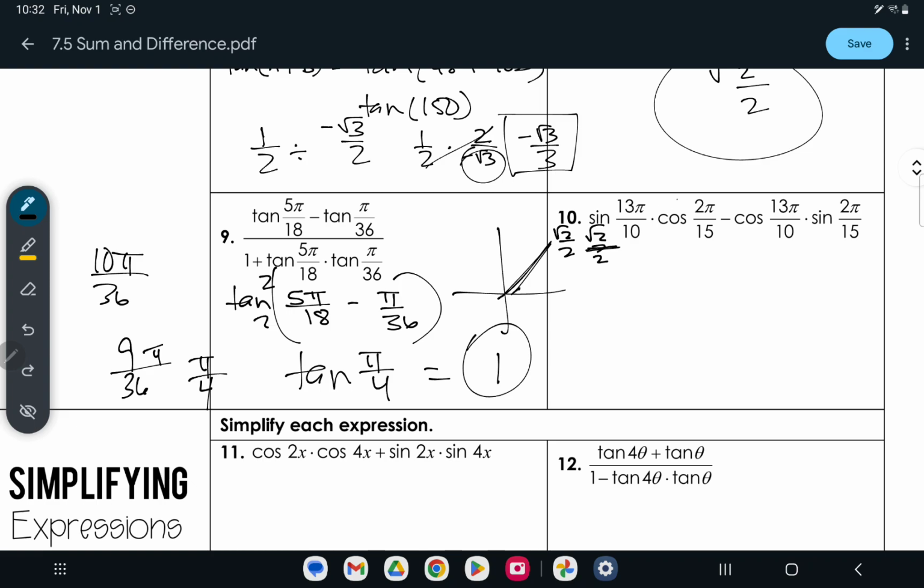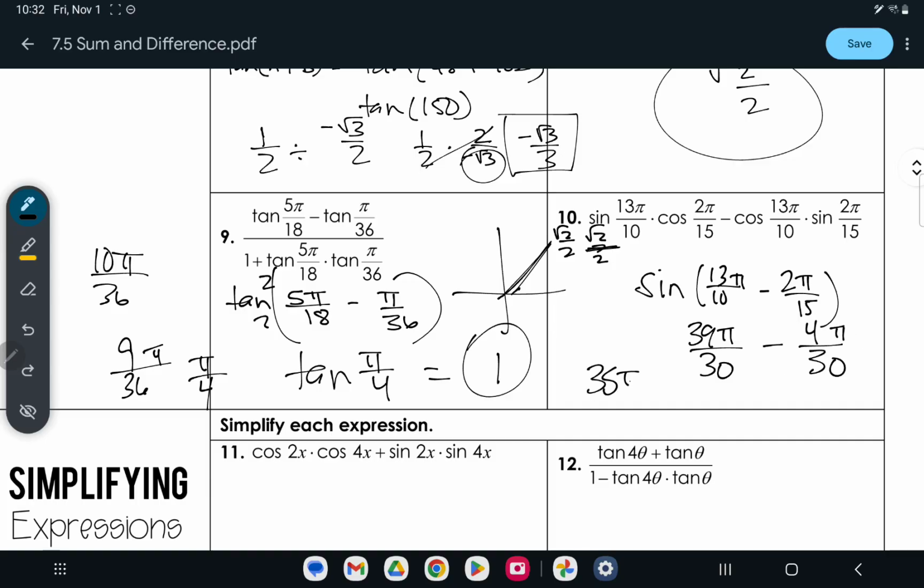All right, let's see. Sine, cosine minus cosine sine goes with sine of A minus B. Interesting. Let's get it to have a denominator of 30, because this one I can multiply by 3. So I multiply by 2. So then I get 35 pi over 30, which reduces to 7 pi over 6 if I divide those both by 5. And then sine is y at 7 pi over 6. So negative 1/2.